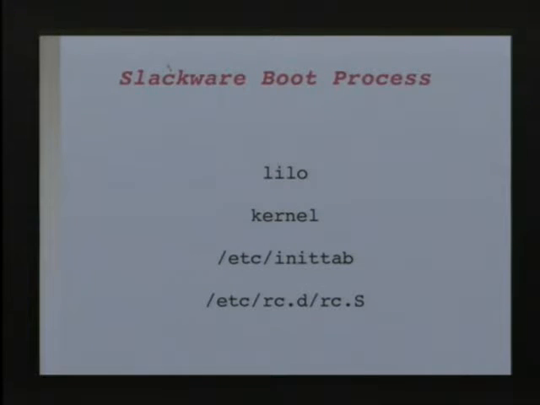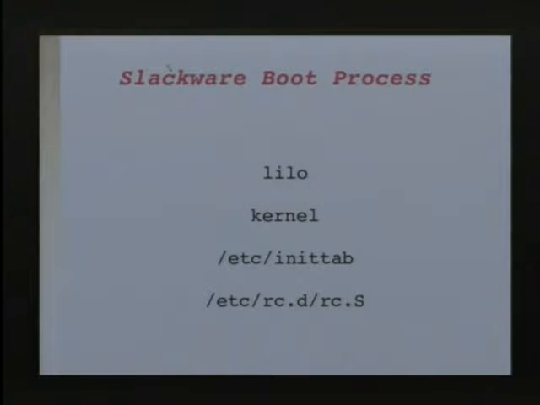All right, Slackware boot process. The first thing it does is it goes to LILO, and LILO is what points it to what version of the kernel or what you want to boot. If you want to boot Windows, you can set that up, and it'll go to your Windows partition and then boot from there if you're dual booting.